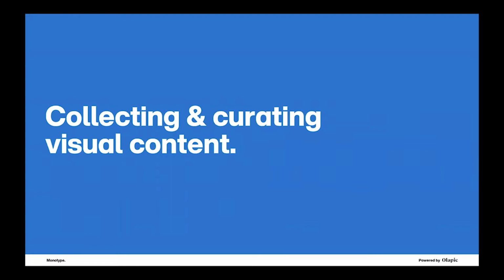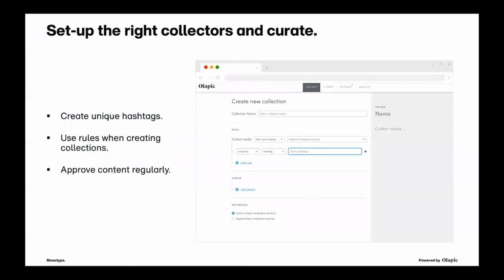Now I'll talk a little bit about collecting and curating content to surface your best visuals for your gallery. So within the platform itself, you can create different collectors to bring in the right content. You can create evergreen hashtags, unique hashtags, according to your brand goals. You can also combine the different rules when creating those collections to make sure that you collect the right type of content. What we recommend is using your @mention and a hashtag to collect the content. And it's also critical to approve content regularly and send your rights requests via the platform.